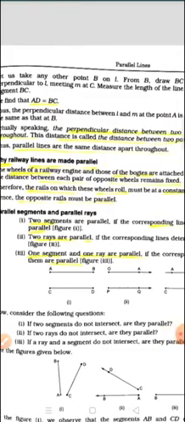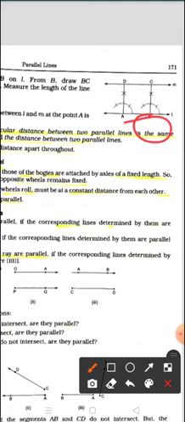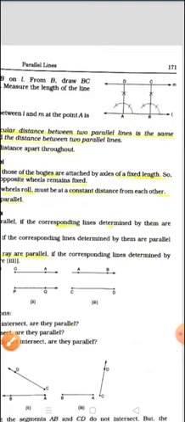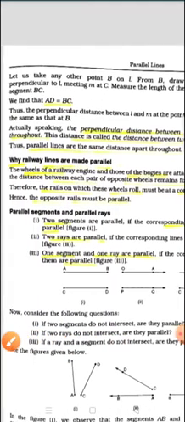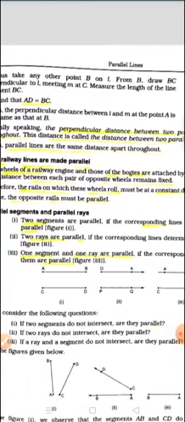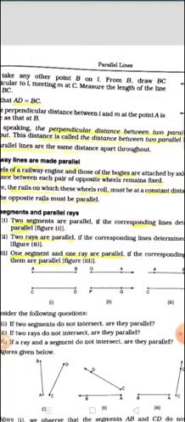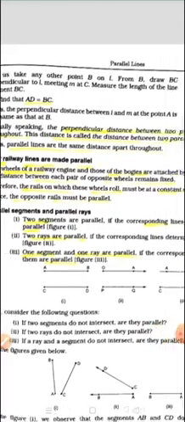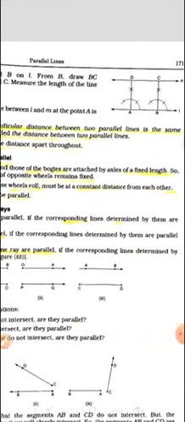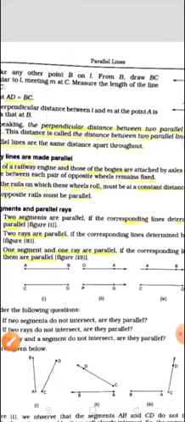Let us take any other point B on L. See this figure. B is here. From B, draw BC perpendicular to L, meeting M at C. Measure the length of the line segment BC. We find that AD is equal to BC because the distance between them is the same.